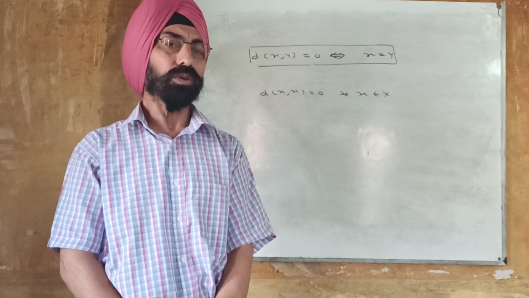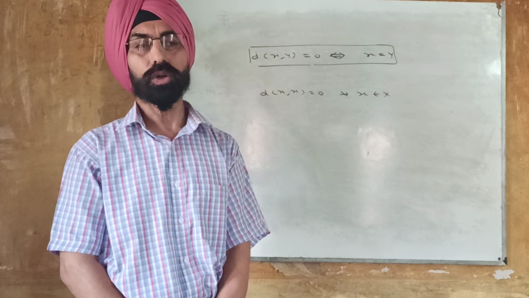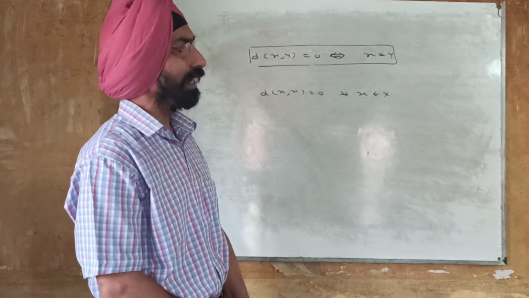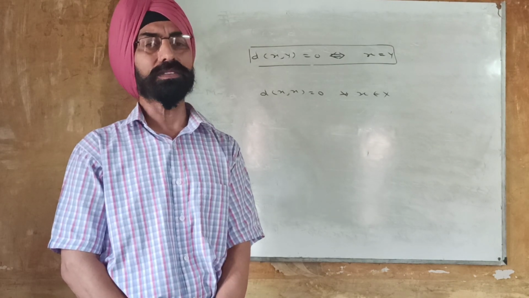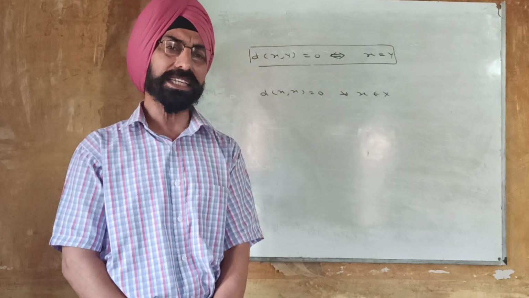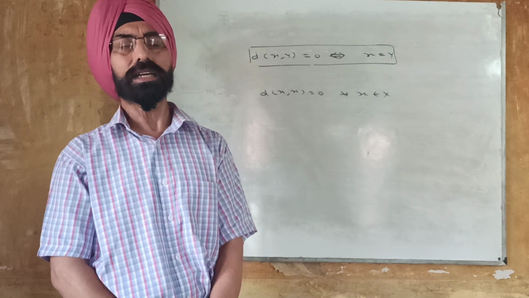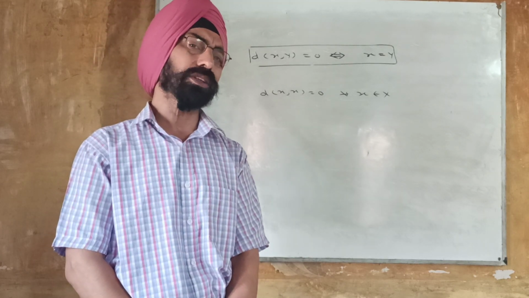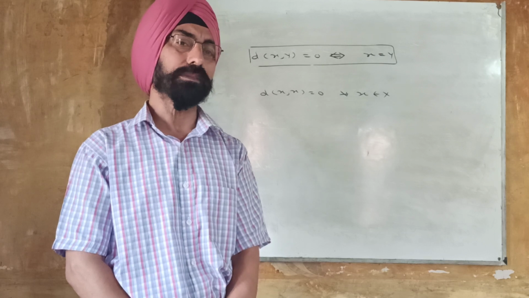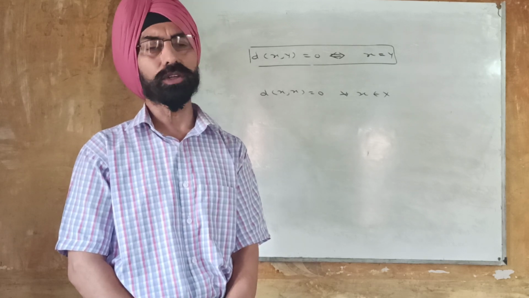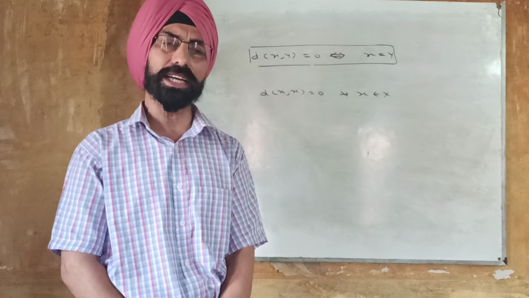That means what is happening now, look carefully. Earlier in the metric space, we were given that if d(x,y) is equal to 0, then x is equal to y. If x is equal to y, then d(x,y) is equal to 0. Now what is going to happen? If x is equal to y, no problem. d(x,y) will be 0 again.